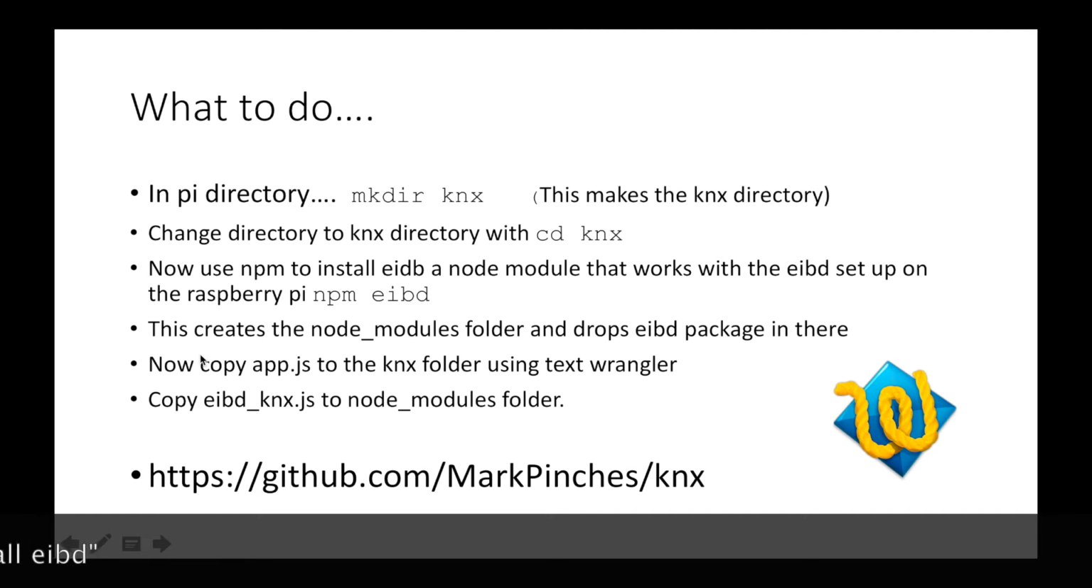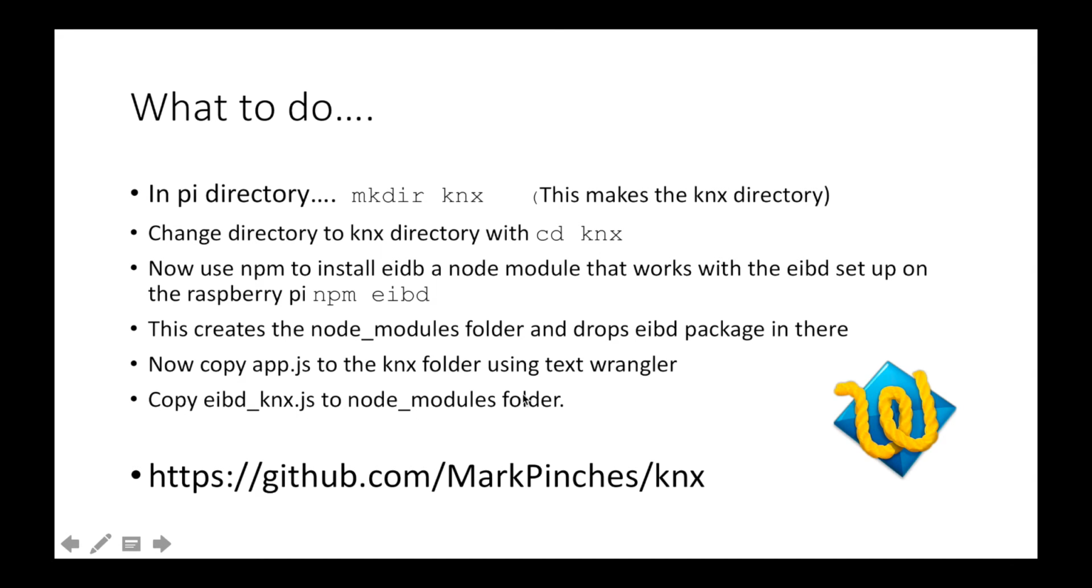And then you need to copy and download a couple of scripts from my GitHub, the app.js and the EIBD_KNX.js. We work with those in Text Wrangler: you download them to your local machine, and then we can load them and save them into the right position in the folder structure using Text Wrangler. Effectively we need the app.js file to be in the KNX folder, and the EIBD_KNX file to be in the Node Modules folder. And this is a link to my GitHub where those files are available.